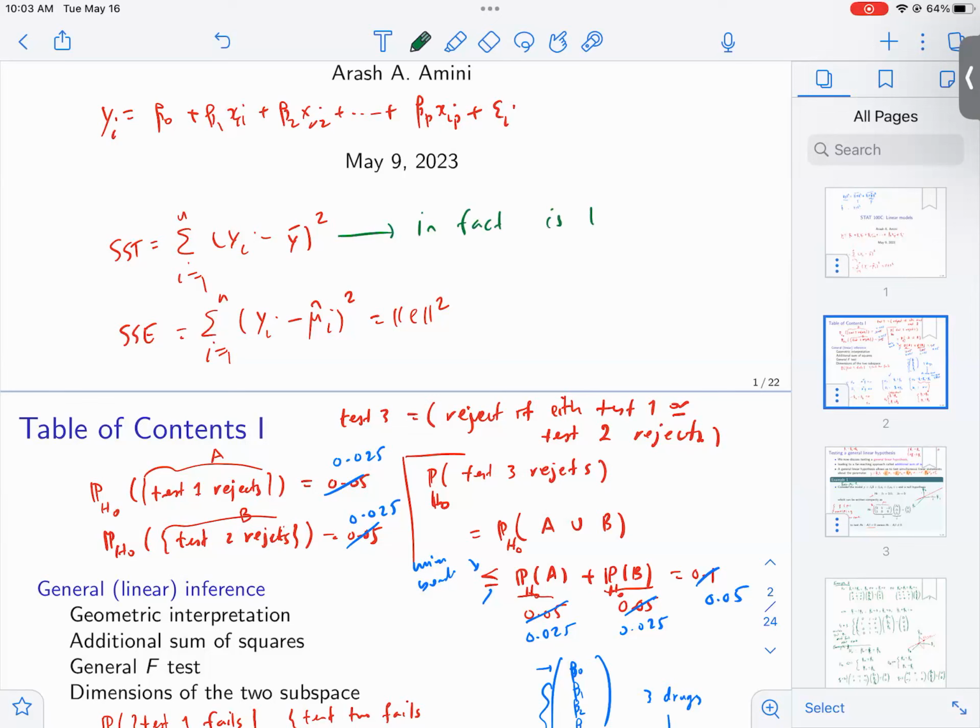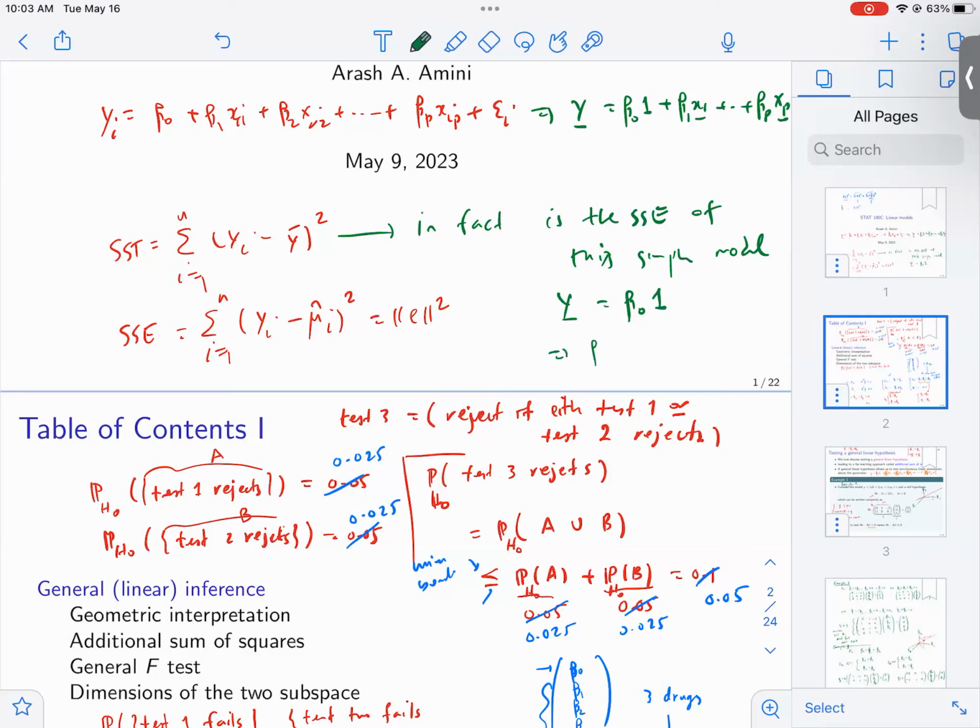So I'm going to put a 1 here. As a vector, it would be beta 0 times 1, plus beta 1 x1, up to beta p xp. So this is in fact the SSE of this simple model: y bar is equal to beta 0 times 1. If you fit this, beta hat would turn out to be beta hat OLS, which is X transpose X inverse X transpose Y. So 1 transpose 1 inverse would be like n, and you get 1 over n summation yi from 1 to n. So what you expect is that if you fit this, beta hat would be just y bar.